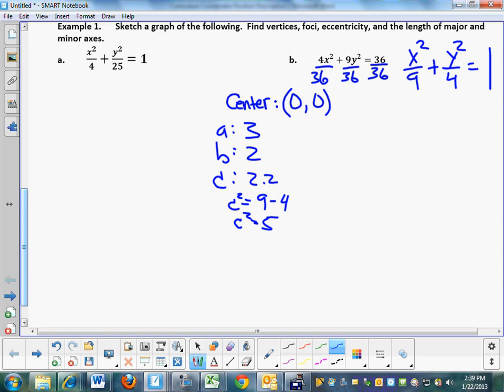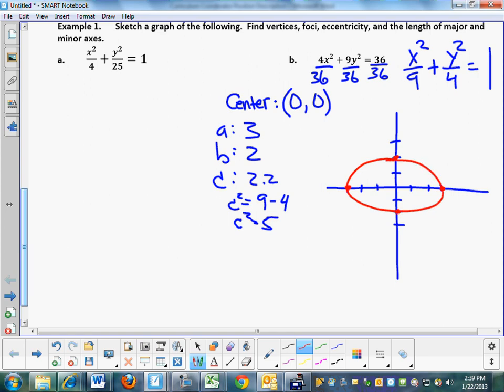All right. So before I actually label what everything is, let's just quickly draw the graph. If I just make 3 tick marks here, that's going to be enough. How many units horizontally? 3 each way. Vertically? 2. Not too bad. I'm going to plot my foci, 2.2 units.